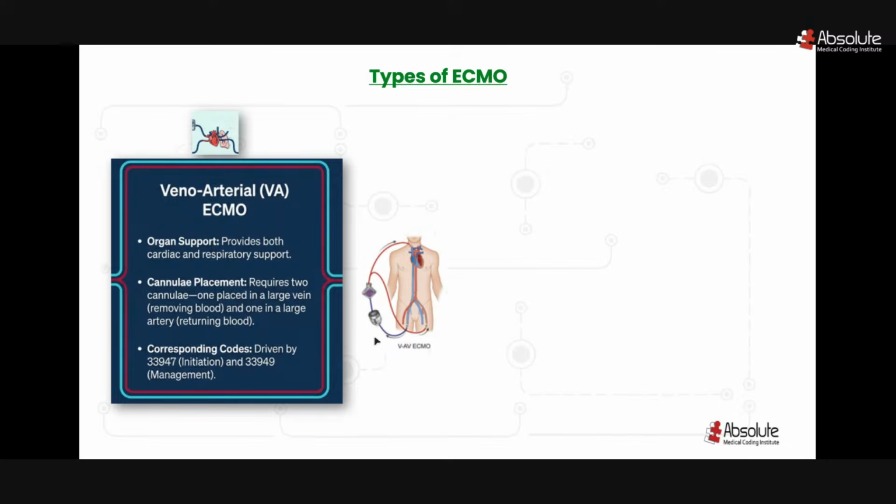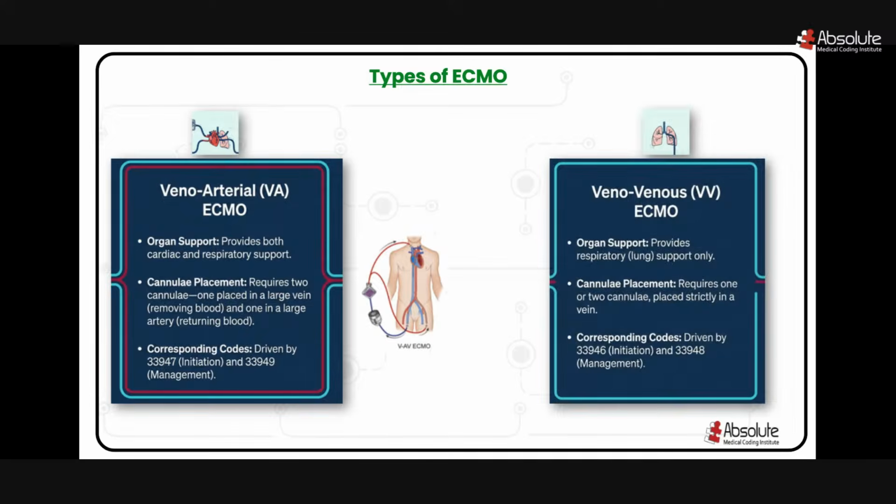So you can see one is inserted into the vein and the second one will be inserted into the artery. So from the vein, blood is withdrawn, it moves through the ECMO, and then the oxygenated blood goes back through the artery. Because the blood is returned into the artery, VA ECMO can help maintain the oxygenation as well as circulation.